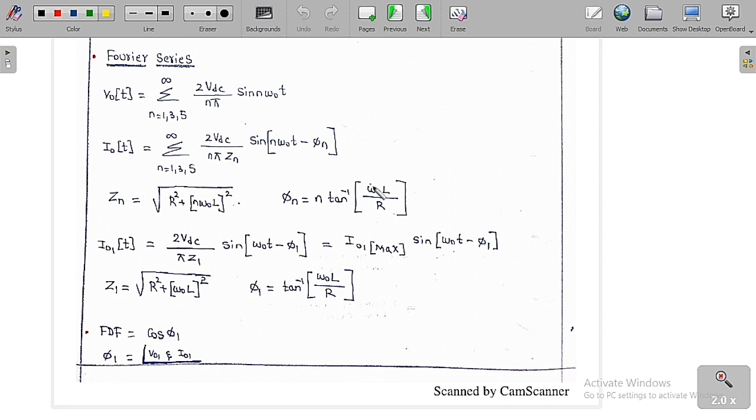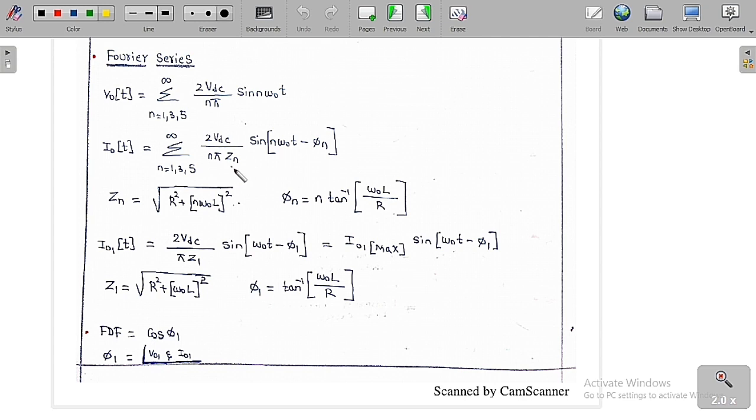So Zn is equal to under root of r square plus n omega naught L whole square, whereas phi n is equal to tan inverse of n omega naught L by r. Small n is a constant, you can take it outside. So phi n is equal to n into tan inverse of omega naught L by r. This is the equation that you are going to get finally.